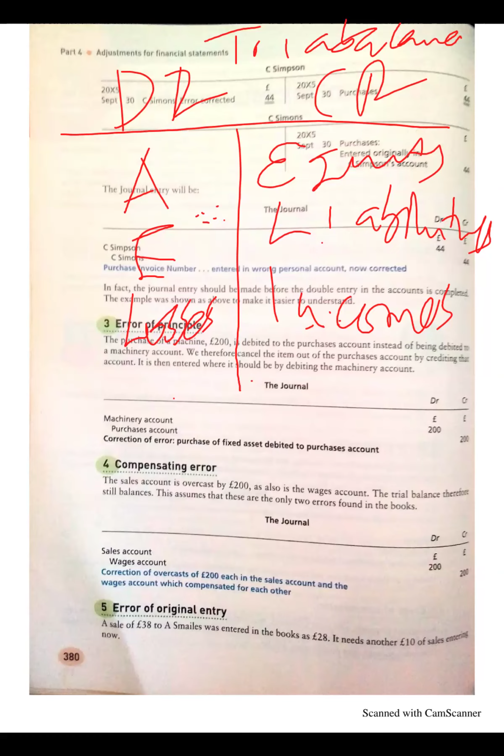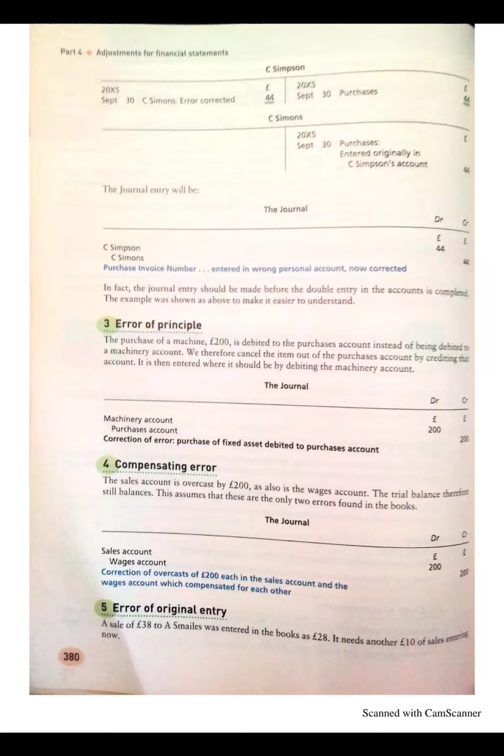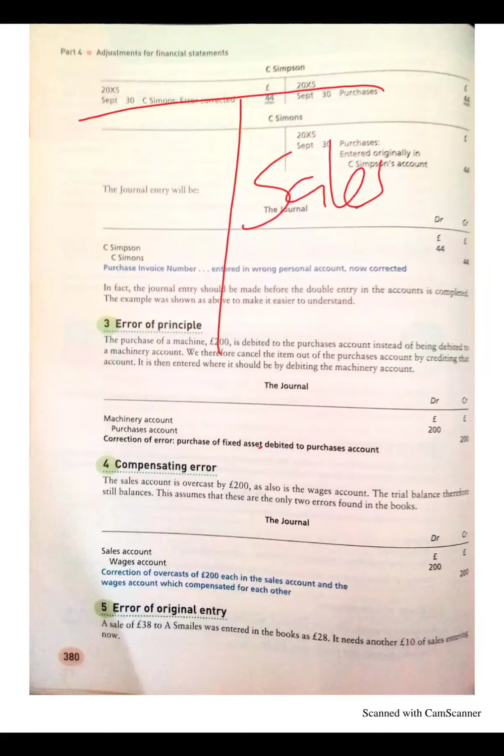That is what happens. So now, let's read an example. The sales account is overcast by 200, as also is the wages account. So get it from here. A sales account sits on the credit side of the trial balance. The sales account is overcast, which means the credit side of the trial balance is higher by 200. And also the wages account. Wages account is what?